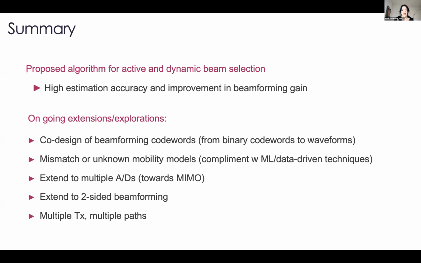And then the more traditional extension is two-sided beamforming. Right now, I just constantly focus on the receiver. There's nothing that prevents us from doing two-sided beamforming, on the transmit side and so on. It will just need some communication side channel to feed back information. And I will stop here and take questions.